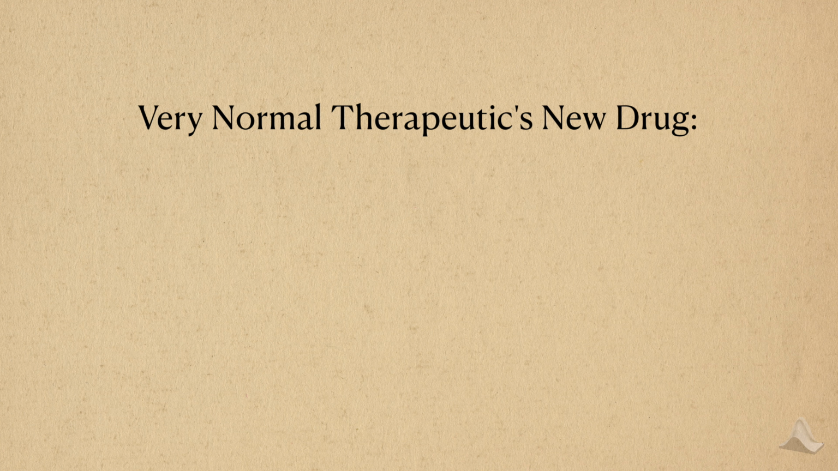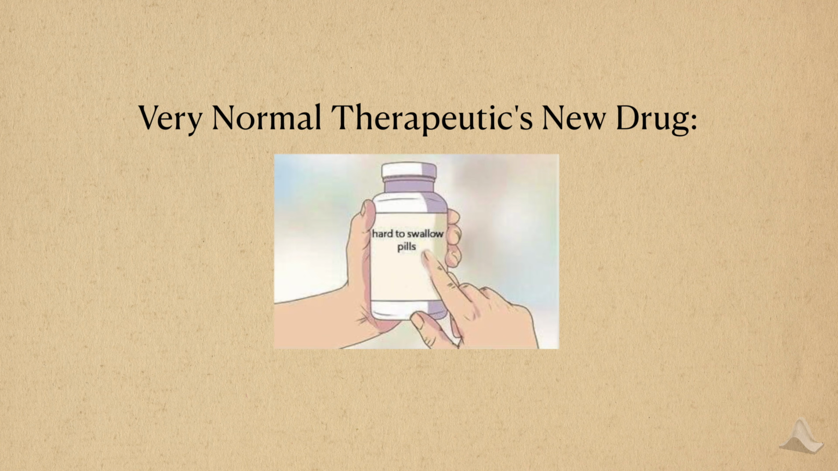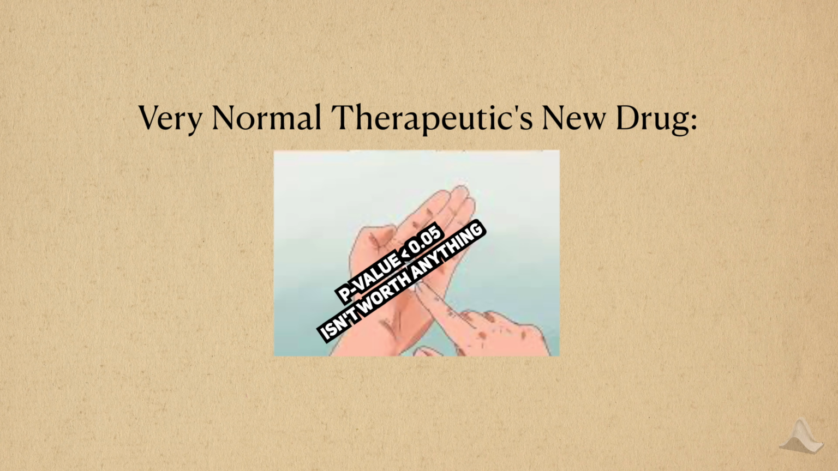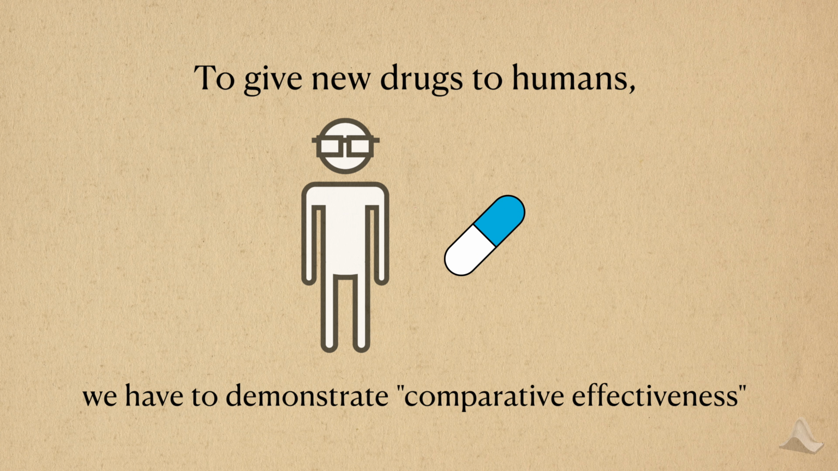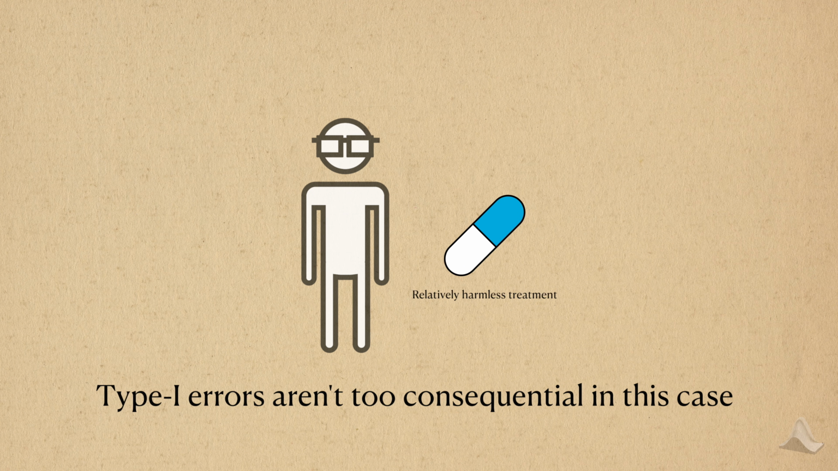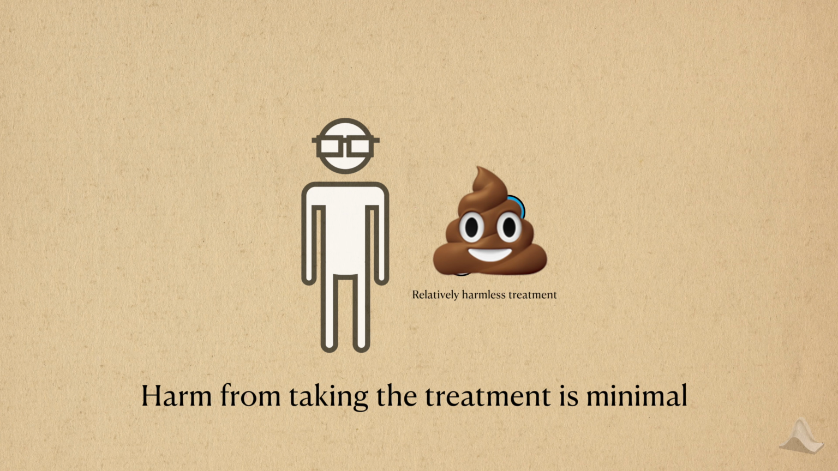Let's say our pharma company finally develops a new medication for treating high blood pressure. This medicine only causes light side effects, like a small headache. To give this medicine to humans, we have to prove that it's superior to a placebo. For a relatively harmless treatment like this one, type 1 errors aren't too consequential. Even if it doesn't actually work, it won't cause much harm through its side effects.